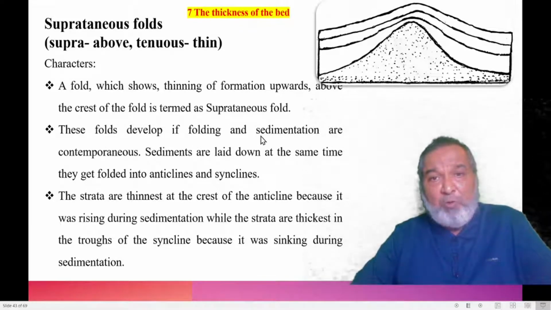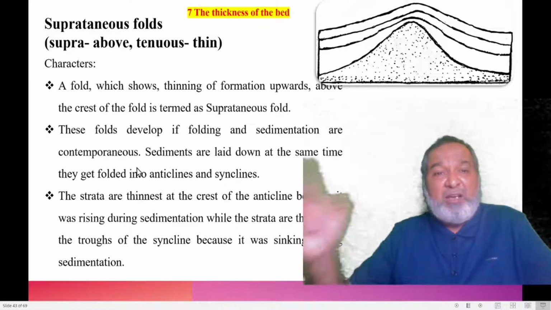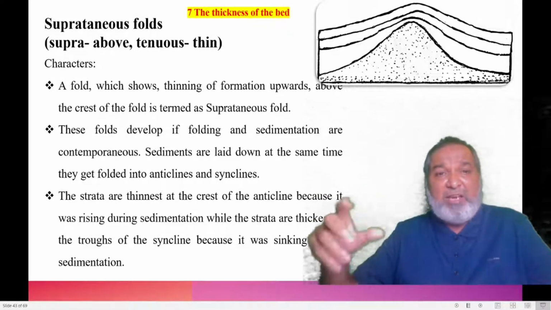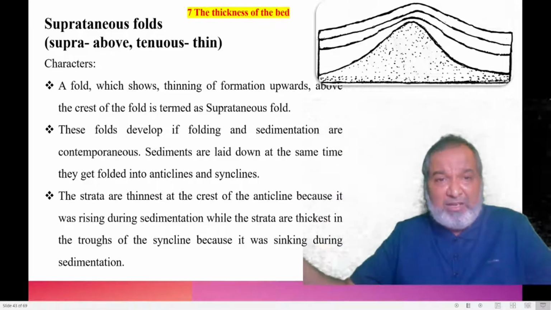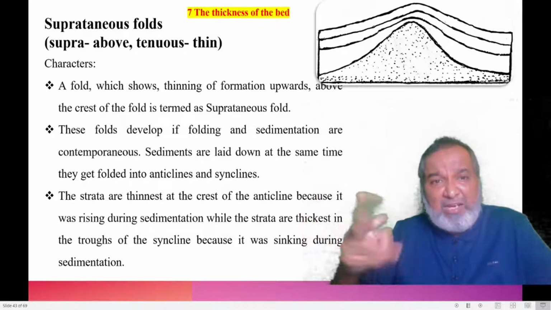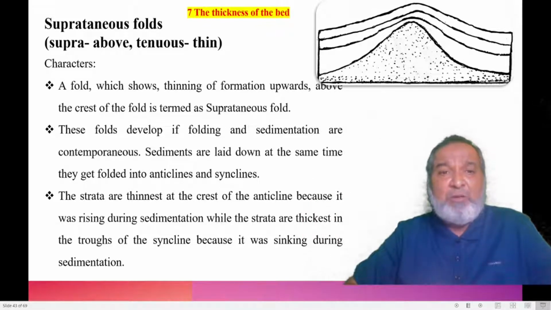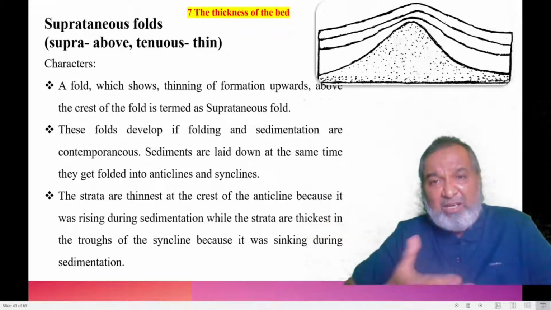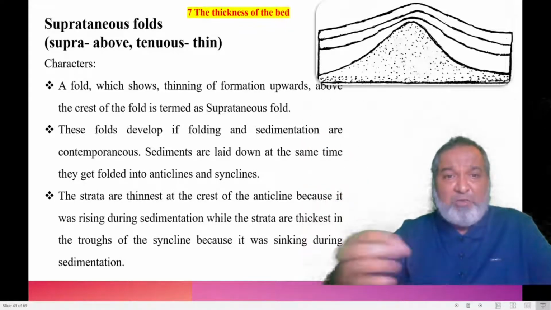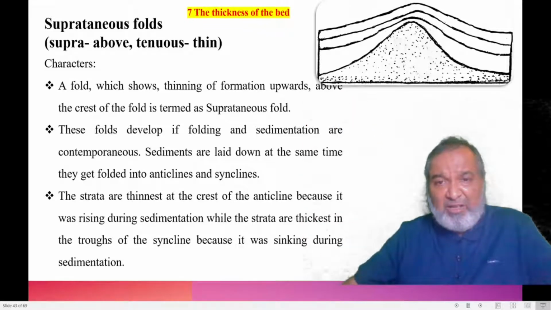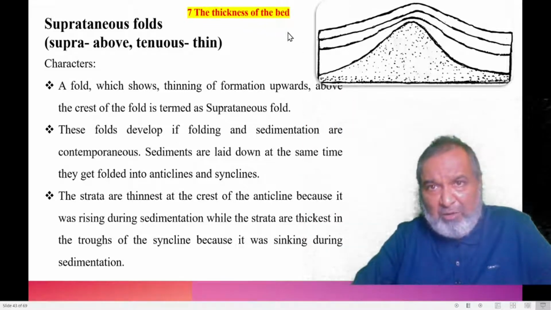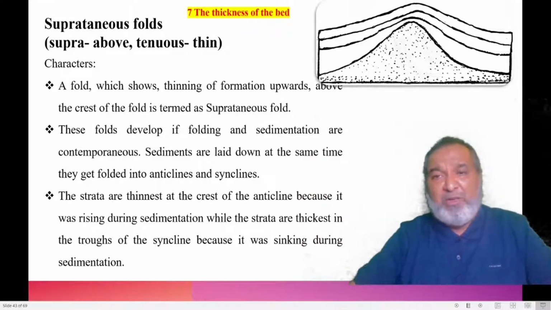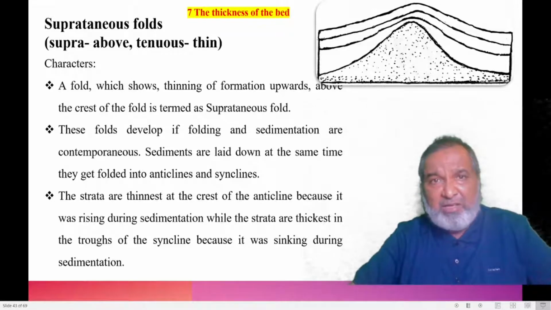This fold develops if folding and sedimentation are contemporaneous, meaning continuous. Sediments are laid down at the same time as they get folded into anticline and syncline. When both processes are going hand in hand, such things are going to happen. The strata are thinnest at the crest of the anticline because it was rising during sedimentation, and the thickest will be here. The material will be deposited more on that side, so the syncline will form. So sinking is also taking place on the sides.